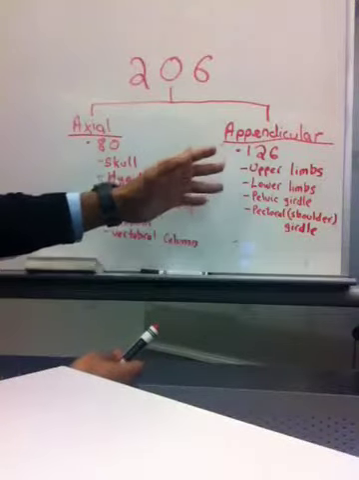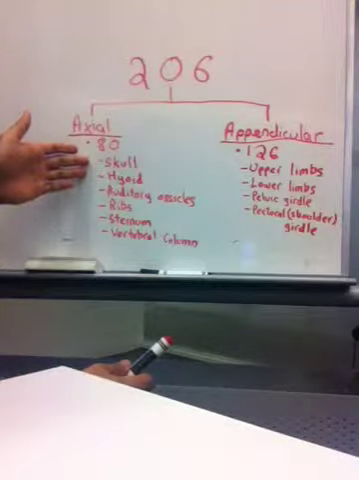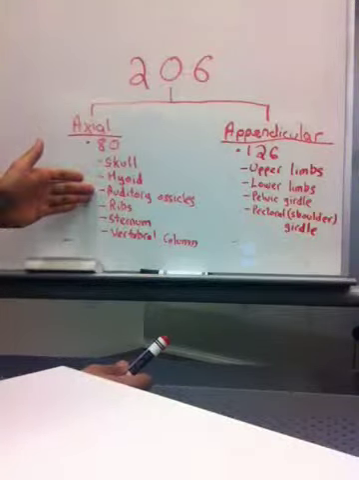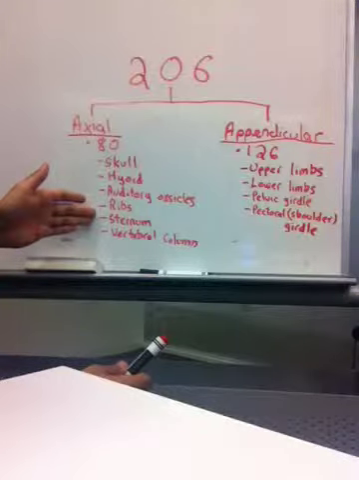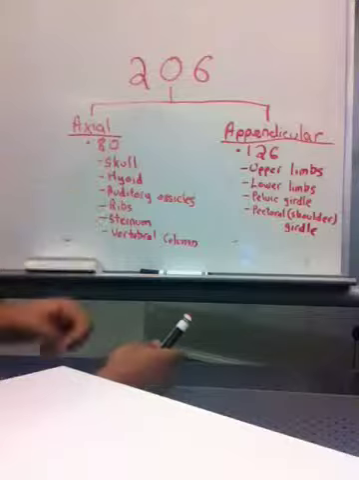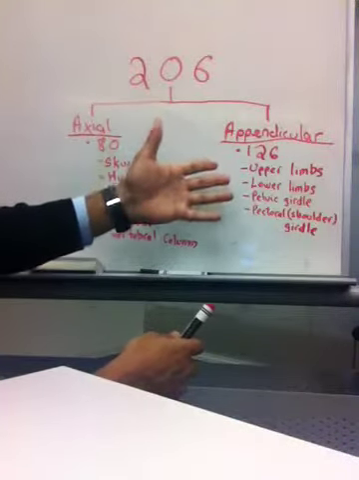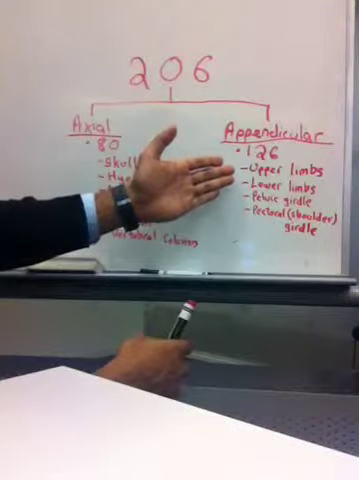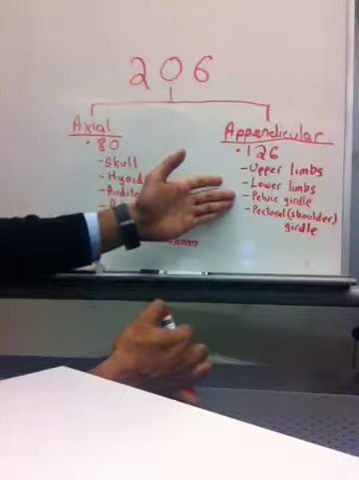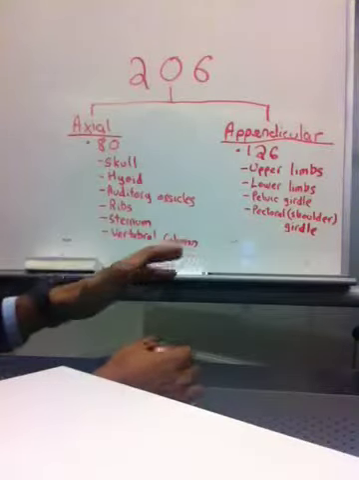The 80 bones that make up the axial skeleton system consist of the skull, the hyoid, auditory ossicles, ribs, sternum, and the vertebral column. Whereas the appendicular skeleton system, which has 126 bones, consists mainly of the bones of the upper limbs, the lower limbs, the pelvic girdle, and the pectoral, also known as the shoulder girdle.